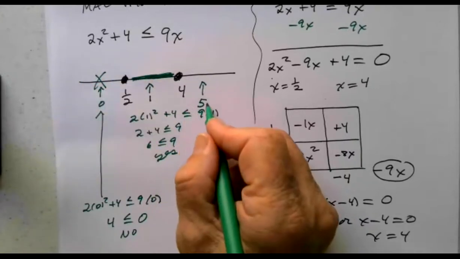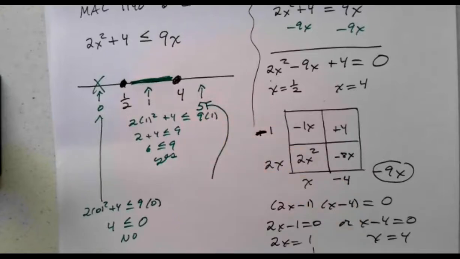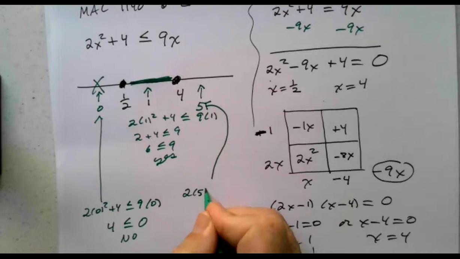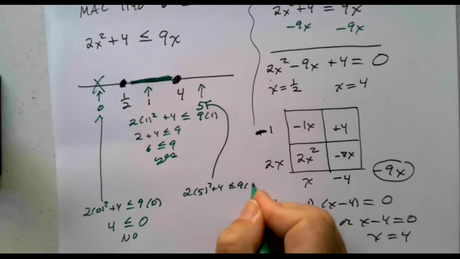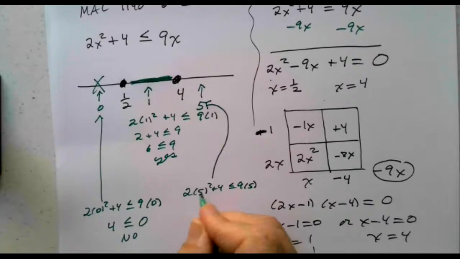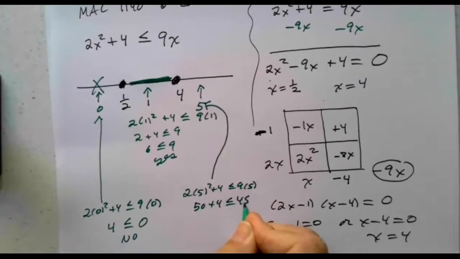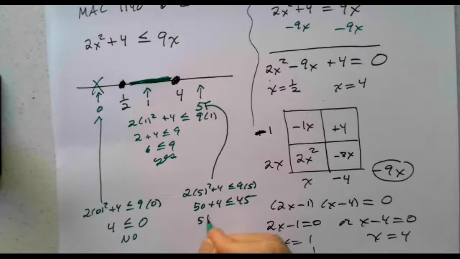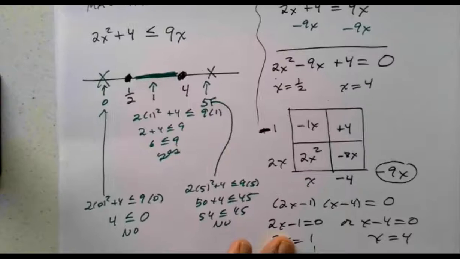And then the last slot I have here is 5. 5 is our last number to test. So 2 times 5 squared plus 4, is that less than or equal to 9 times 5? 25 times 2 is 50. Plus 4, is that less than or equal to 45? 54 less than or equal to 45? No. So you'll see that I am shading in between these two.